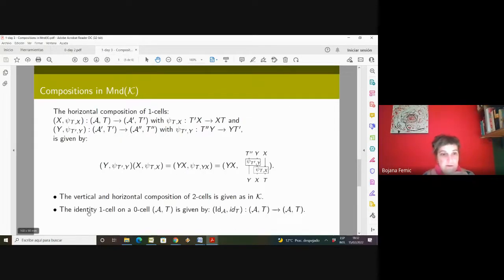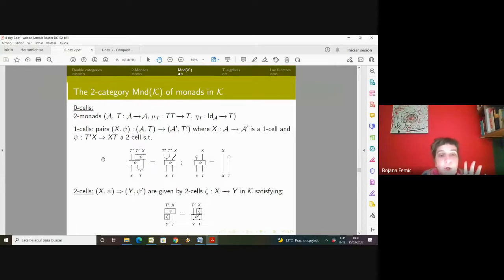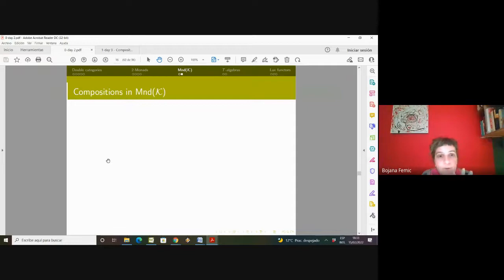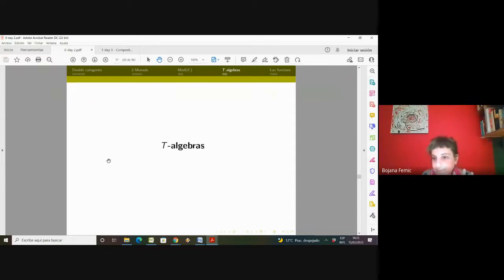And here also to say that the identity one cell on a zero cell A, T is given by the pair. The one cell is just identity on A, and the two cell is just identity on T. So two cells should act on the composition, but since at the place of X is just identity on A, then I neglect this X, and then I take just the identity on T. Okay, so this is how this two category of monads in a two category is defined. And today we don't do anything else with this two category.